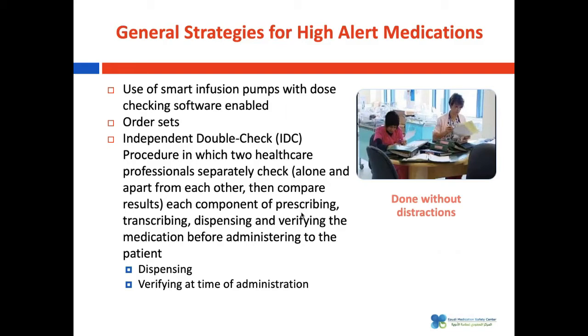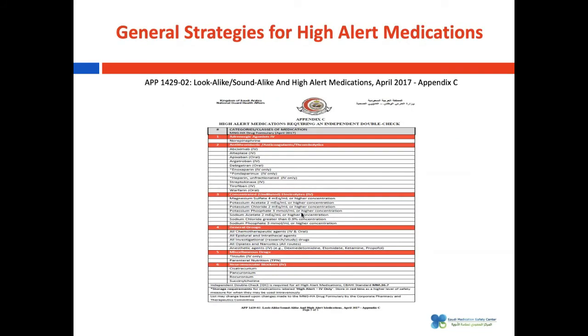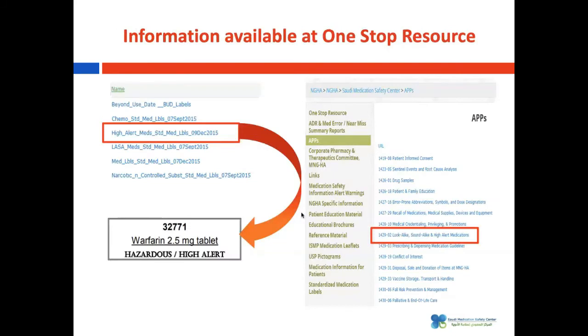Okay. We have a policy. If you need further information about it, there is an appendix D. It gives you details in each single process on how to deal with high alert medications. We have another appendix for the list of high alert medications. So even in the one-stop resource, the standardized labeling, we have one link for the high alert medication standardized labeling.